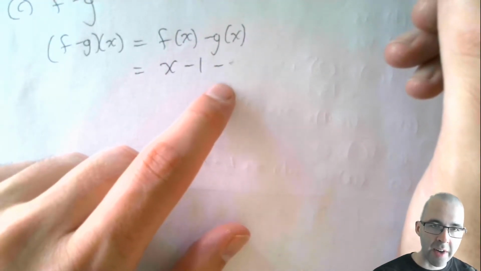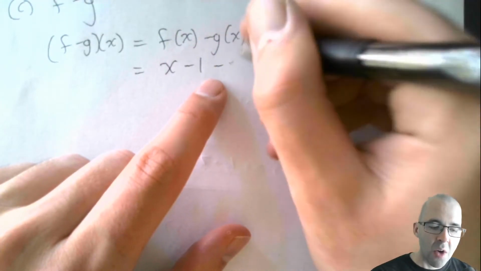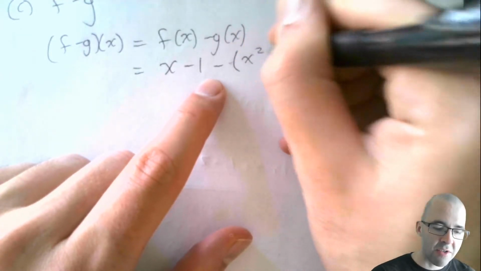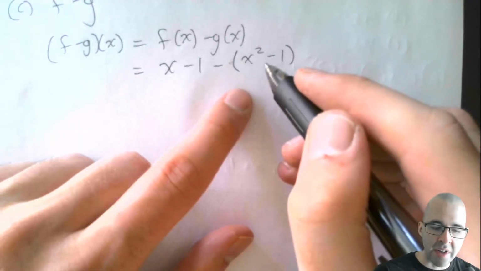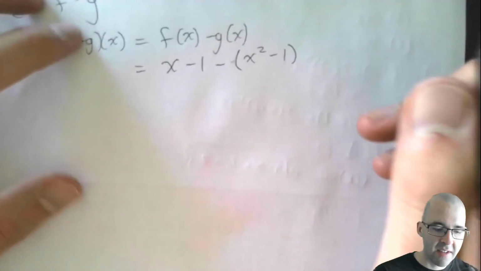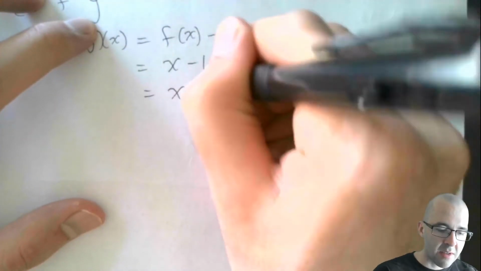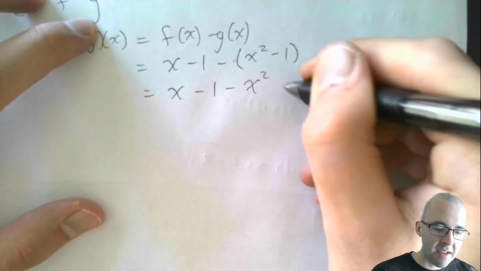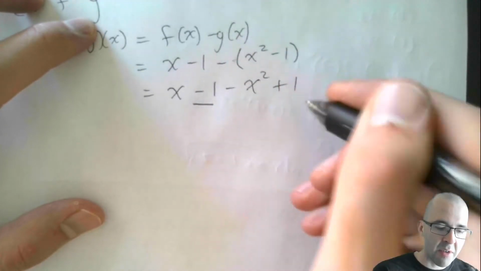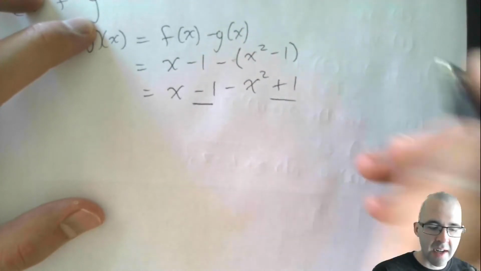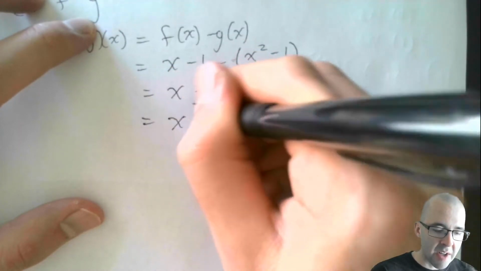Now be very careful here. We need to subtract the entirety of g, x squared minus 1. The whole thing is getting subtracted, so you need parentheses here. It's going to be x minus 1 minus x squared plus 1. Very careful with those. Now we just simplify. We have a minus 1 and a plus 1. Those cancel out. We're just left with x minus x squared.